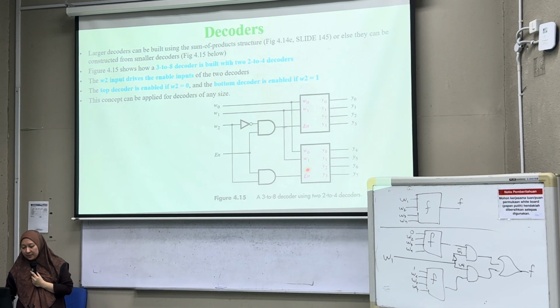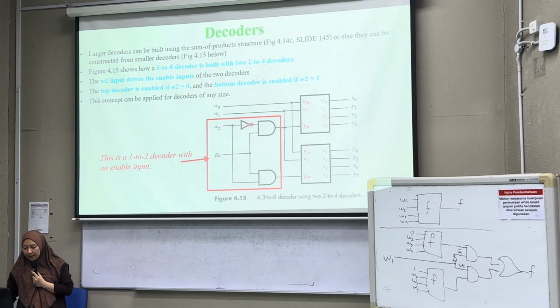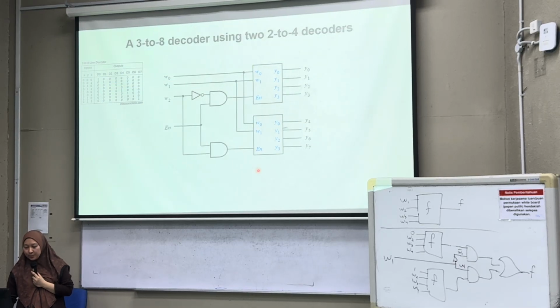What is this? This is not a 2 input mux. This is called a 1 to 2 decoder, a 1 to 2 decoder with enable input. This part of the circuitry here. So the 3 to 8 decoder is built from 2 to 4 decoders.